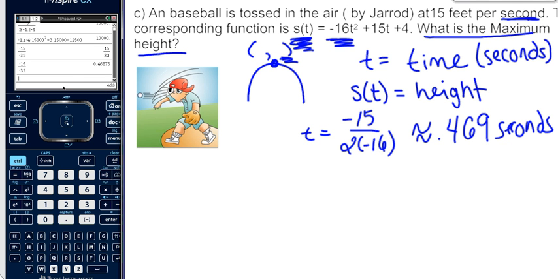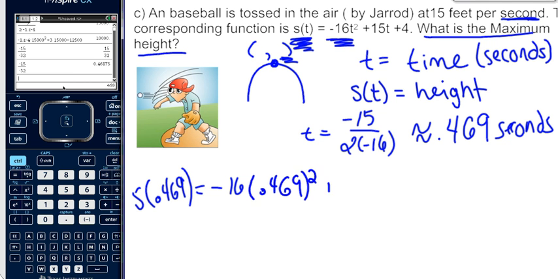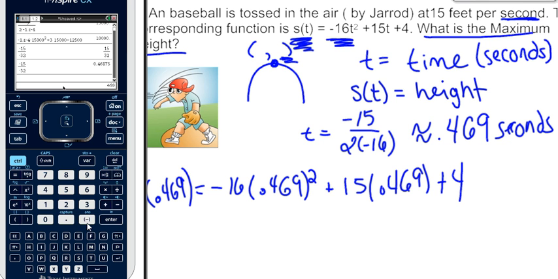So we can plug that value back into the original function. So we'll do s of 0.469. So negative 16 times 0.469 squared plus 15 times 0.469 plus 4. And again, we can calculate that. It's a good idea not to just use the rounded value, 0.469, but to use the most accurate value you can. So like 0.46875 is much better than putting in your rounded value, because it could affect your solution too early.